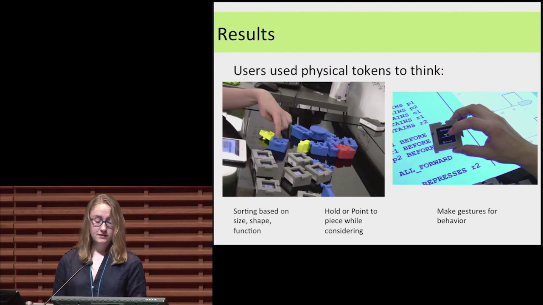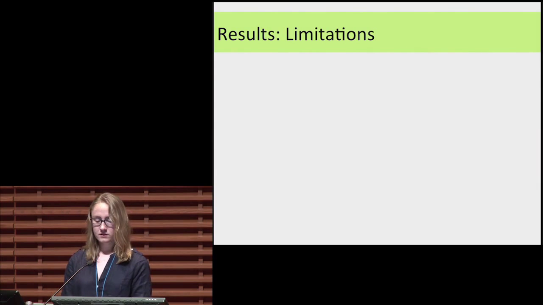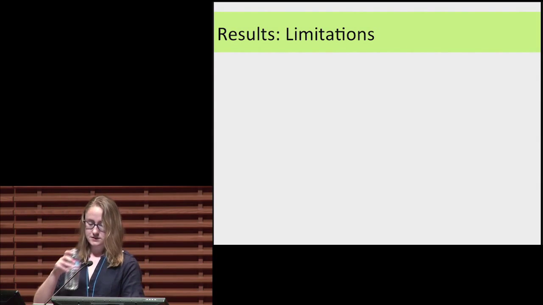So our results indicated that users used the physical tokens to think. A lot of groups would sort them based on size or function. They would also hold or point to a piece while they were considering it, or while they were talking to their partner. We also saw groups making gestures for behaviors. One group, while they were considering if they should do a repress, would actually make the repress motion in conversation. There are also several limitations of the system.